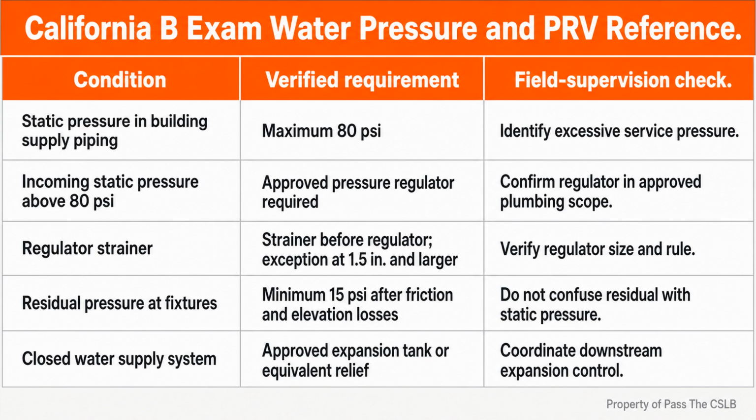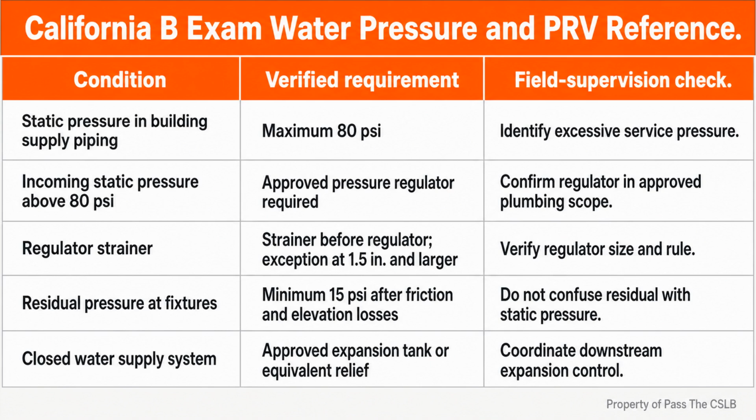This is also a sequencing issue. The pressure condition affects estimating before rough plumbing. The regulator affects the system boundary. The system boundary affects expansion control near the water heating equipment. One missed decision at the service can show up later in another part of the building. Pressure protection keeps the building piping within its operating limits. Backflow protection keeps the potable supply from reversing toward contamination. The two subjects connect because both depend on pressure direction and one-way control.